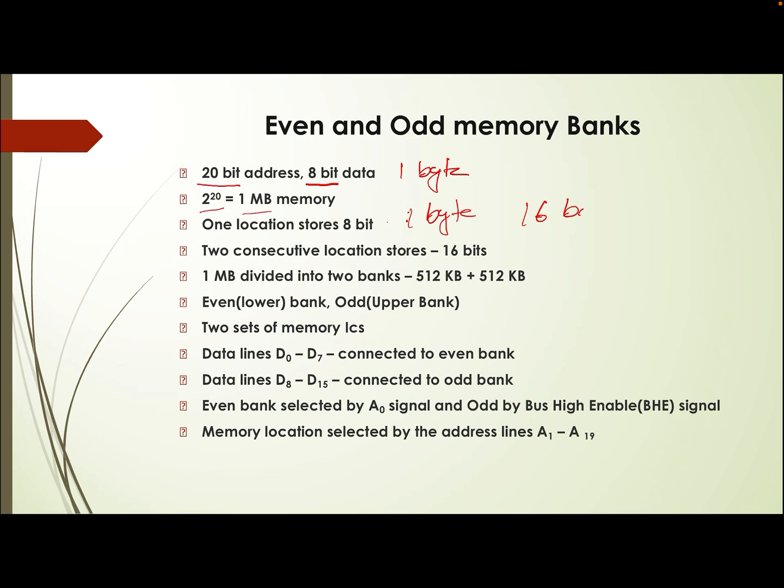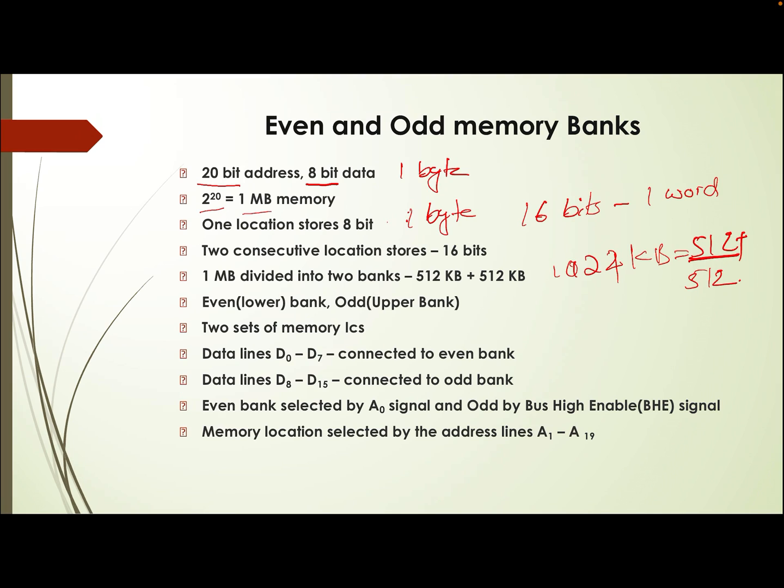If you take 2 consecutive locations, then 16 bits can be stored in 2 consecutive locations, or we can say 1 word is stored in 2 consecutive locations. The 1 MB memory space is divided into 2 banks, even and odd memory banks, in 8086. So 1024 KB is divided into 512 plus 512 KB.